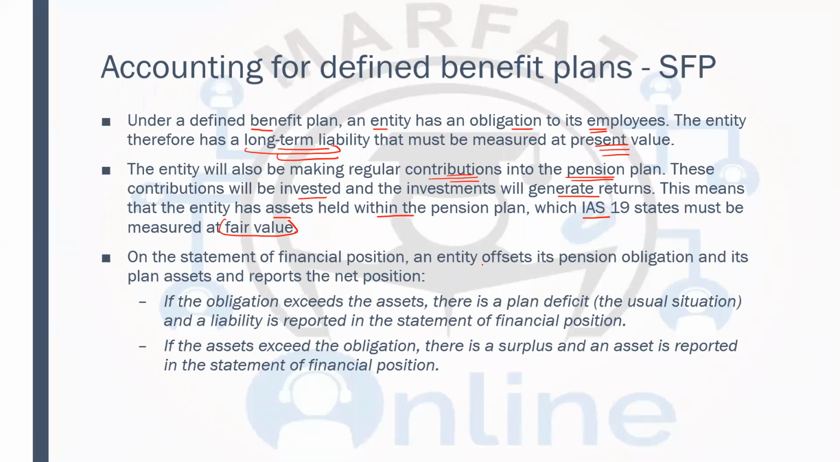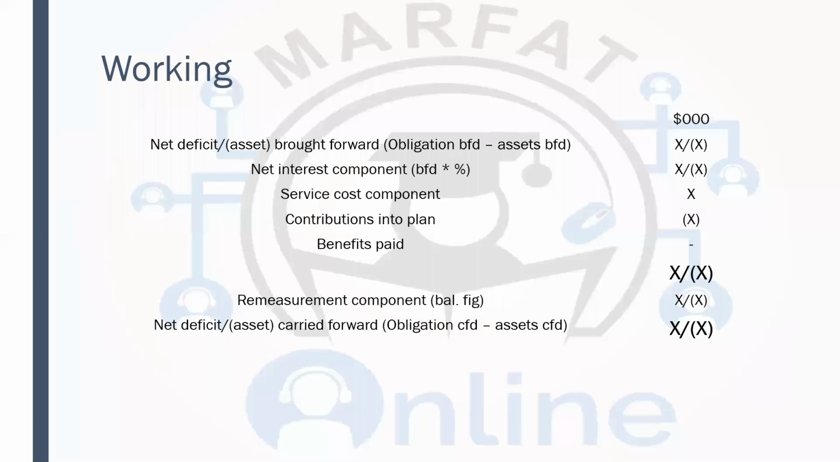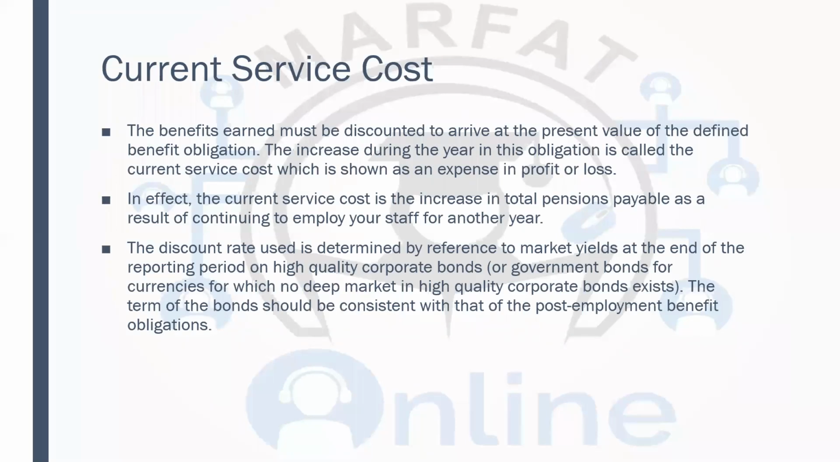On the statement of financial position, an entity offsets, because I said that it is going to be either a plan asset or a plan obligation. If the plan is in surplus, then it is an asset. If the plan is in deficit, then it is going to be the obligation. Now, this is the working we'll be discussing in a while. But before that, let's discuss the current service cost.